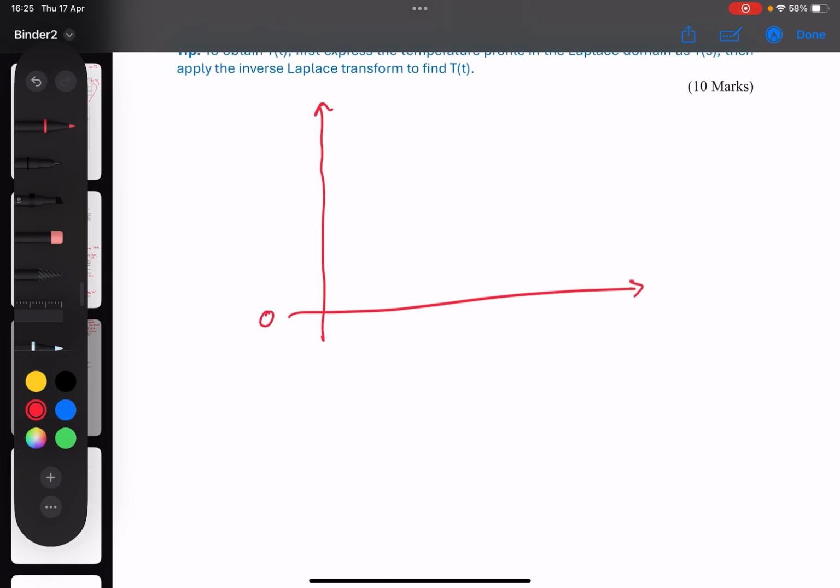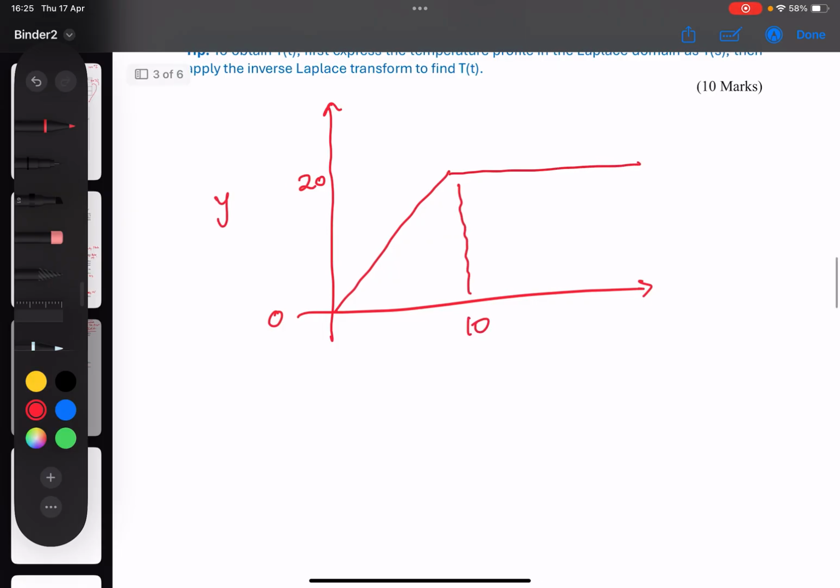Let's say this one is 0, 20, this is Y, this is T.